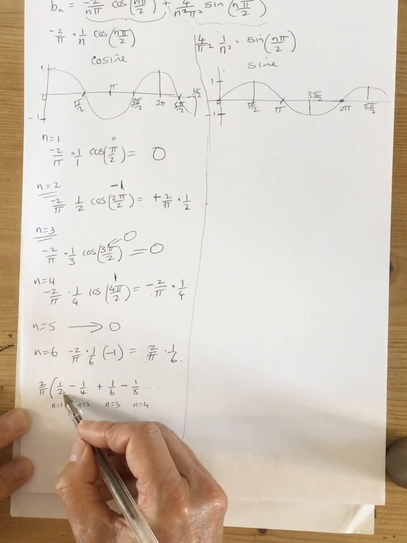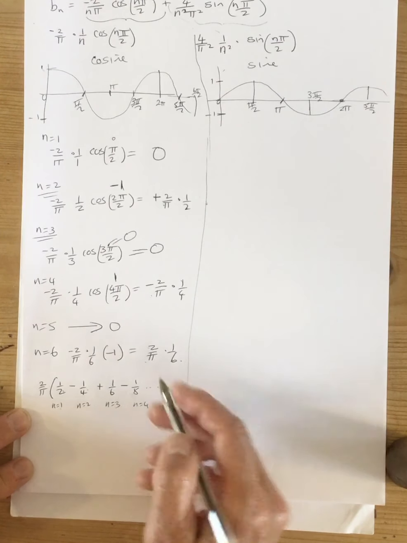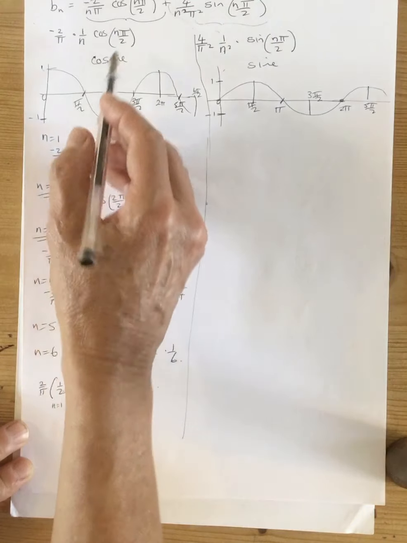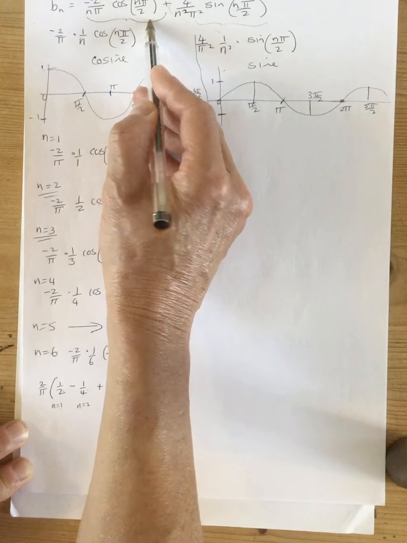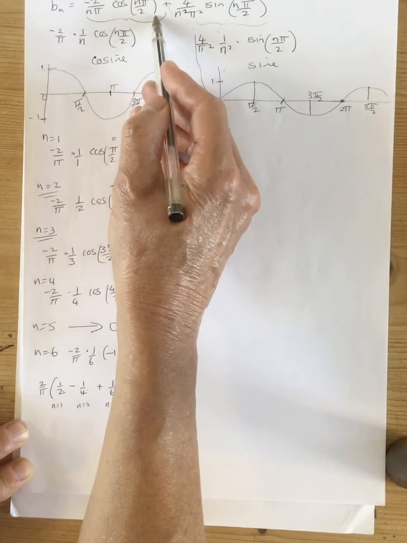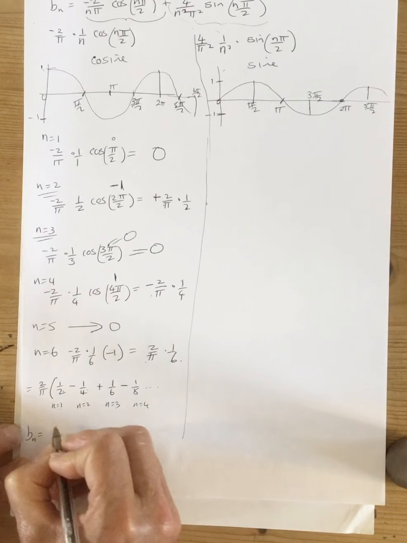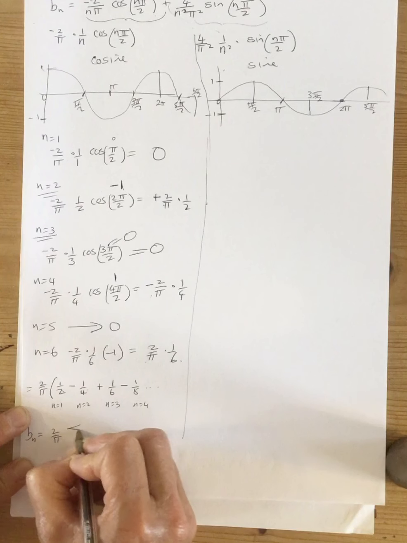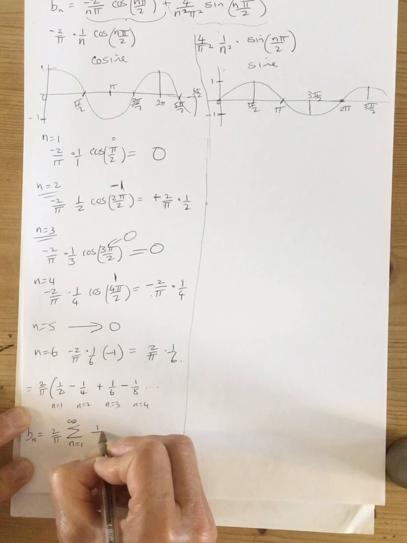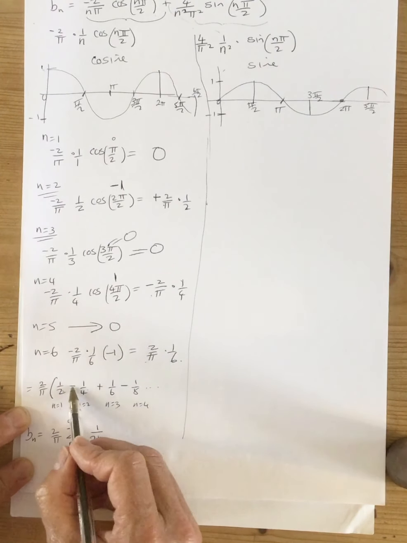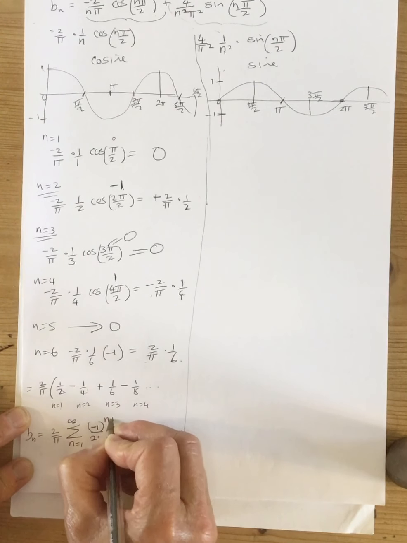In the fractions, the denominator is twice the n value. That's 2n, 2 2's are 4, 2 3's are 6. So I could really summarize this part of the Bn, the minus 2 over n pi cosine n pi over 2, as this. So this is part of the Bn, but not the whole lot of it. It's 2 over pi times the sum from n equals 1 to infinity of 1 over 2n. But it's alternating signs, minus, plus, minus. It starts with a plus, so it's going to be minus 1 to the power of n plus 1.